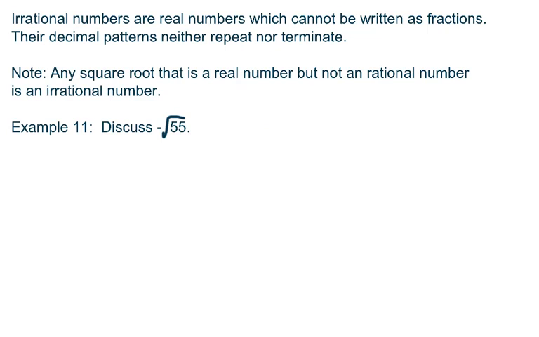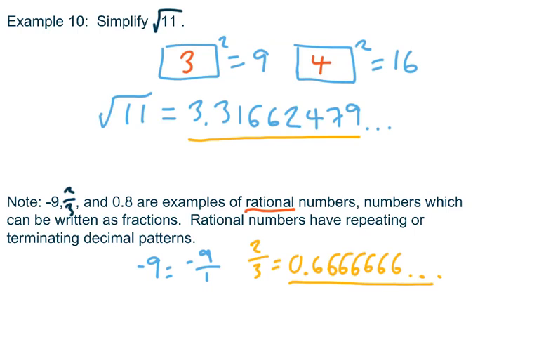Now, irrational numbers are real numbers which cannot be written as fractions. Their decimal patterns neither repeat nor terminate. So when I go back to the principal square root of 11, I would say that that is an irrational number. Nothing bad about that. It just doesn't turn out to be a nice rational number.